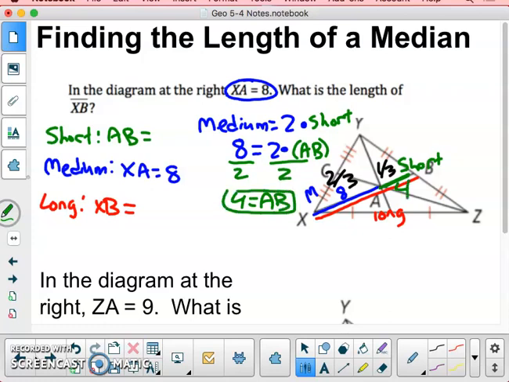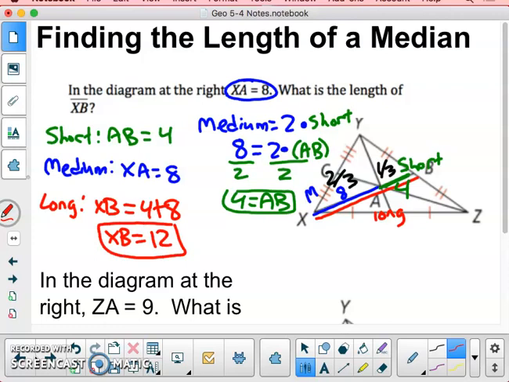So I know that piece has to be 4. All right, we'll practice that again in just a second here. But I needed to find that short piece so I could add together for XB, 4 plus 8. The short piece plus the medium piece will equal the whole thing, or the long piece. So the long piece, the whole thing, is 12.